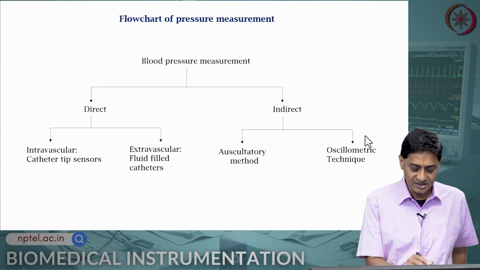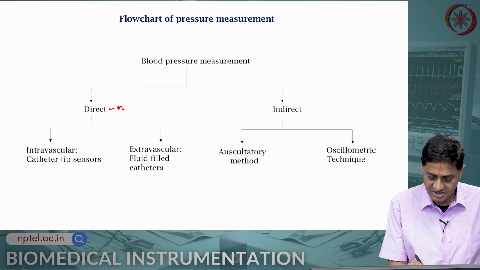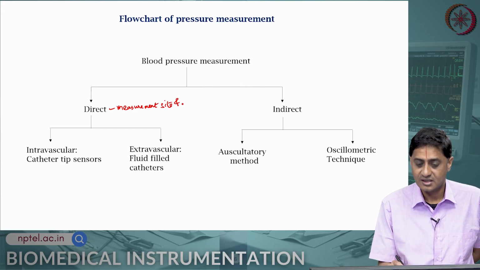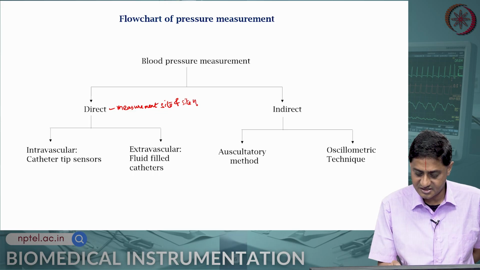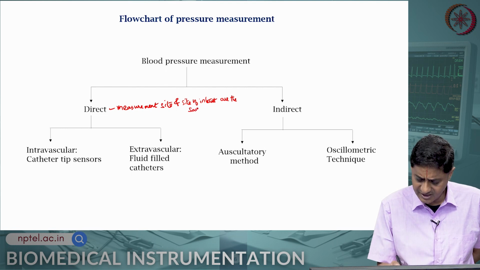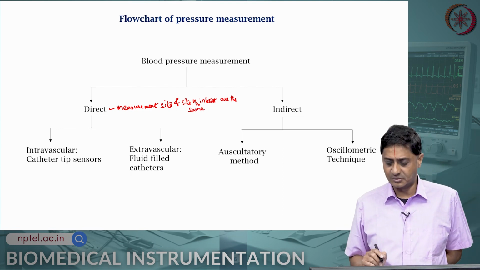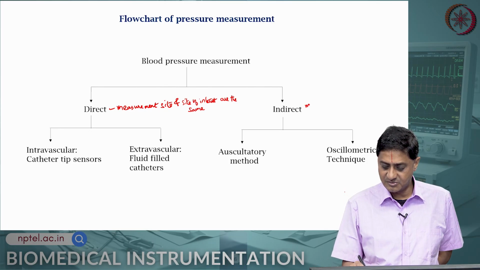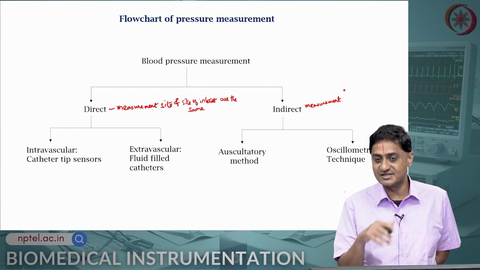So, the direct method is where the measurement site and the site of interest are the same. Now, that also can be classified into two types. I will come to that in a little bit. Whereas, in the indirect measurement case, the measurement site is somewhere, but the measurement of interest is something else.